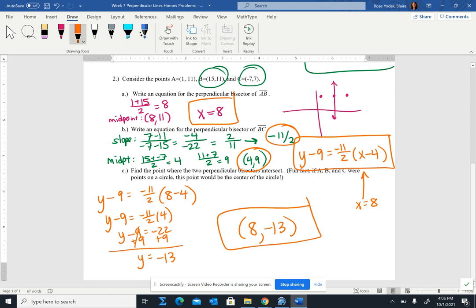So if A, B, and C were all points on the same circle, the center of the circle would be (8, -13). So let me know if you have any questions.